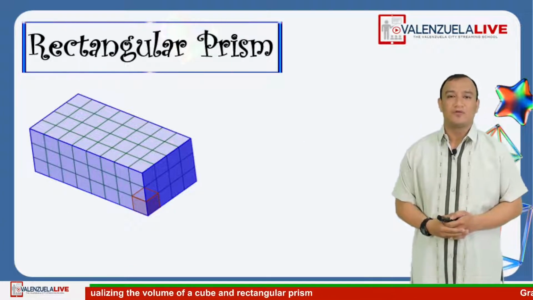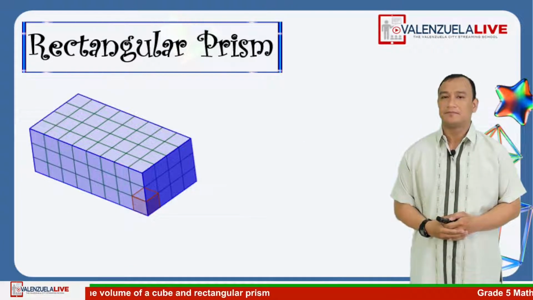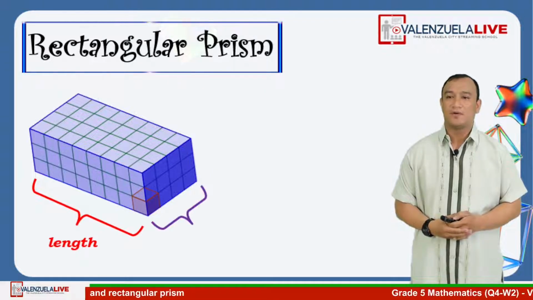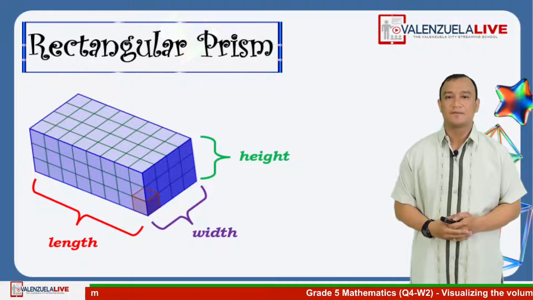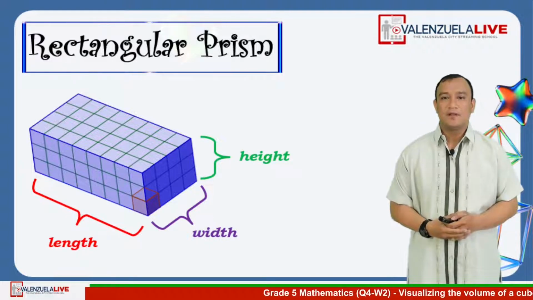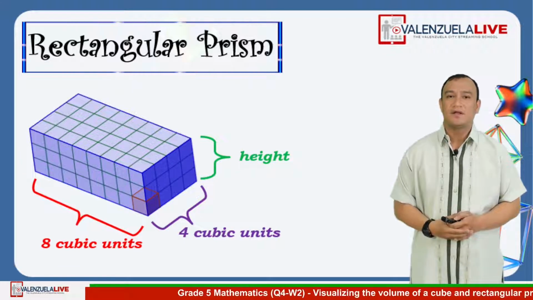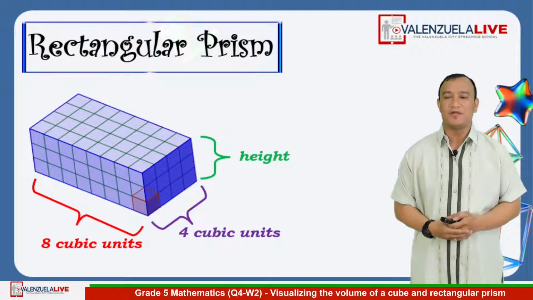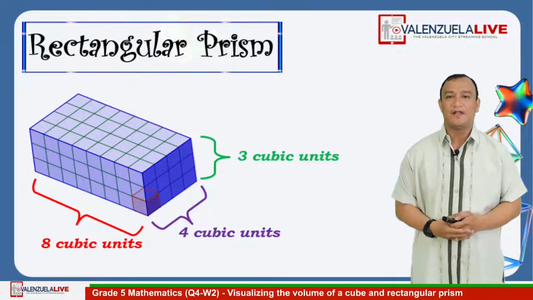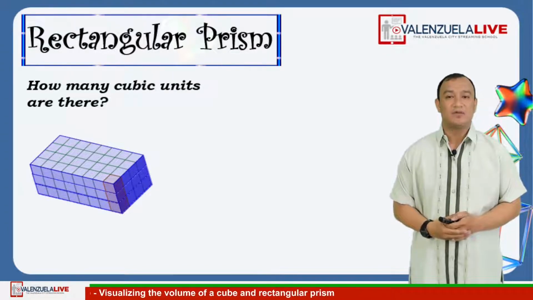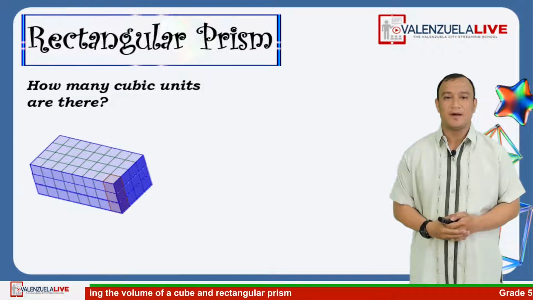Let's move on to the rectangular prism. It has a length, width, and height. Length has 8 cubic units, width has 4 cubic units, and the height has 3 cubic units. Now, let's count how many cubic units there are.